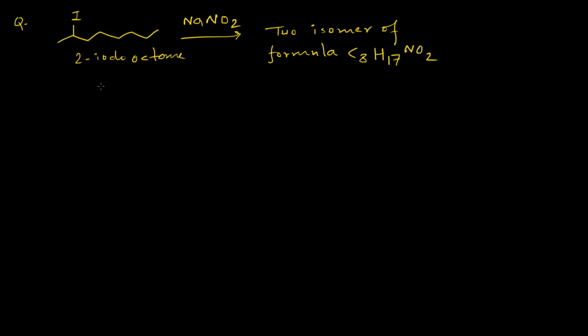Hello guys. The question is, when 2-iodooctane is treated with sodium nitrite, the product was found to be a mixture of two isomers. The common formula for those isomers is C8H17NO2. So we have to explain their formation.